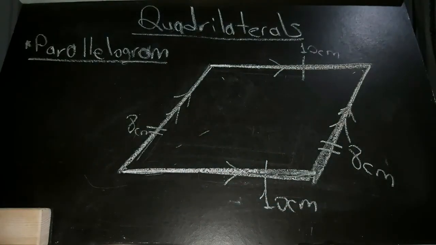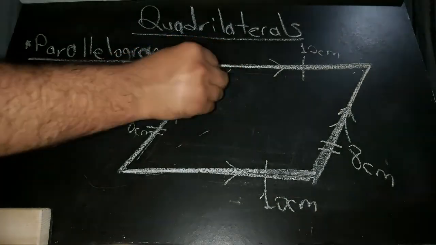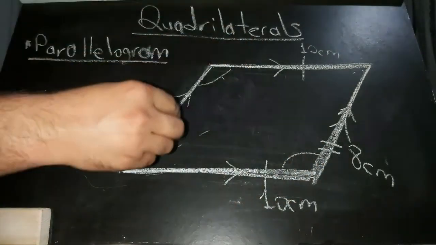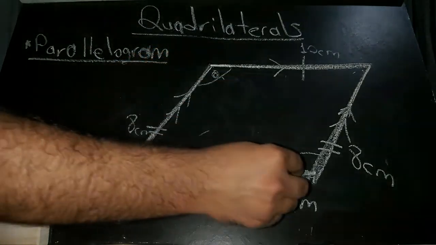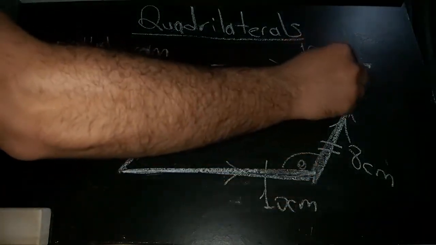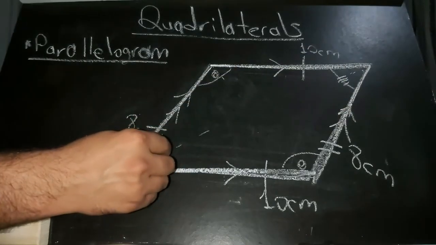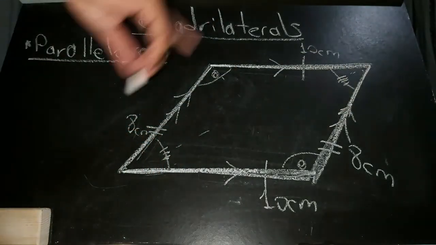The next property is that opposite angles are the same. Interior angles, this and this are the same. This and this are the same. Opposite angles are the same.